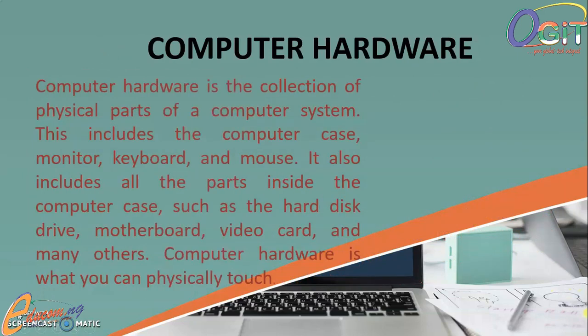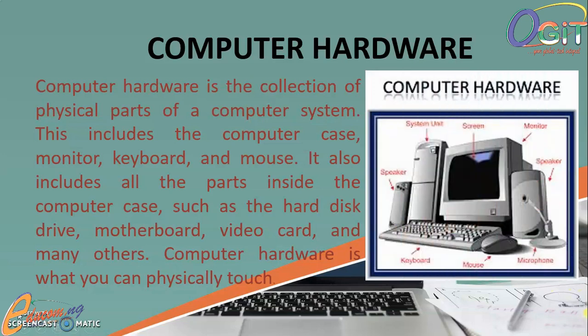Computer hardware. A computer hardware is the collection of physical parts of a computer system. This includes the computer case, monitor, keyboard, and mouse. It also includes all the parts inside the computer case, such as the hard disk drive, motherboard, video card, and many others. Computer hardware is what you can physically touch.